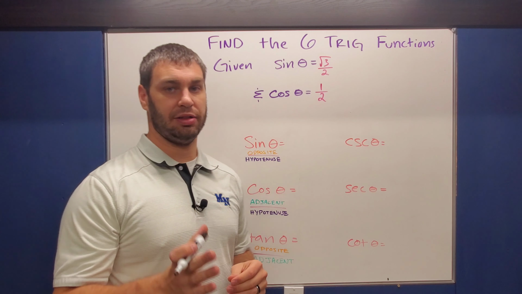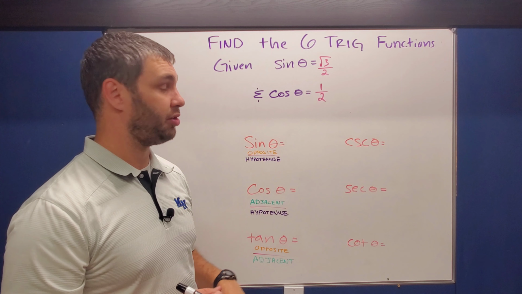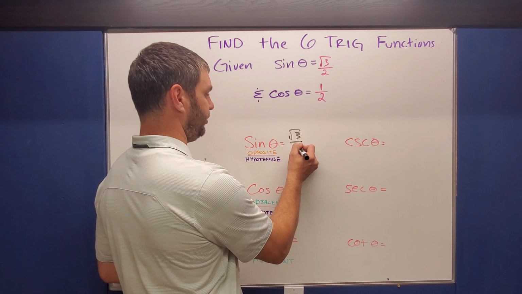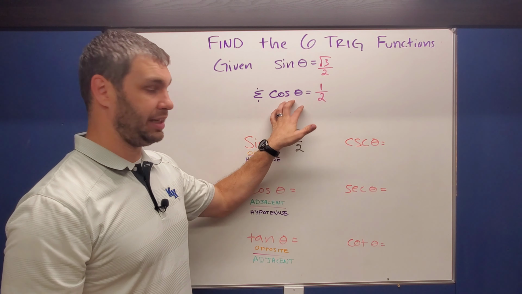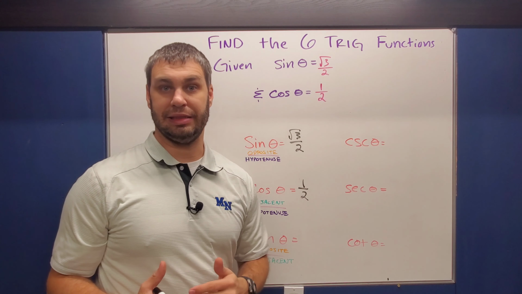This problem asks us to find our 6 trig functions given the following information. We have that sine of theta is the square root of 3 over 2. So I'm going to write that in, the square root of 3 over 2, as well as cosine of theta is 1/2. All right, so 1 over 2. Now what you might want to do with this is draw your own picture.